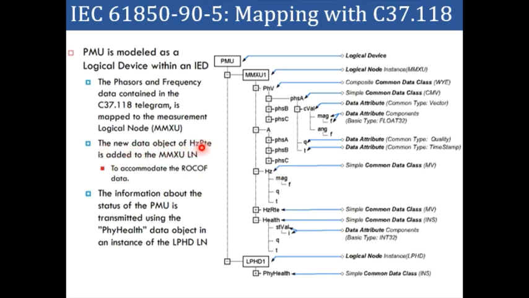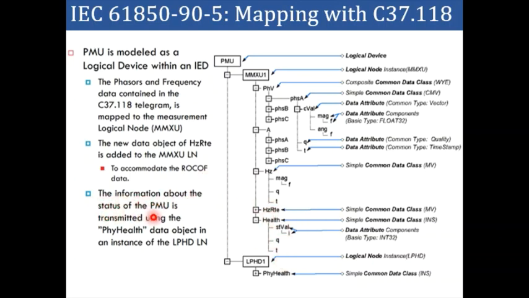Here, the new data object of HZ rate is added in the MMXU logical node to accommodate the rate of change of frequency data. Since in the common data classes of IEC 61850, the rate of change of frequency related object was not available, that's why this new data object was created, and the data attribute and the quality as well as timestamp have been added to accommodate the rate of change of frequency.